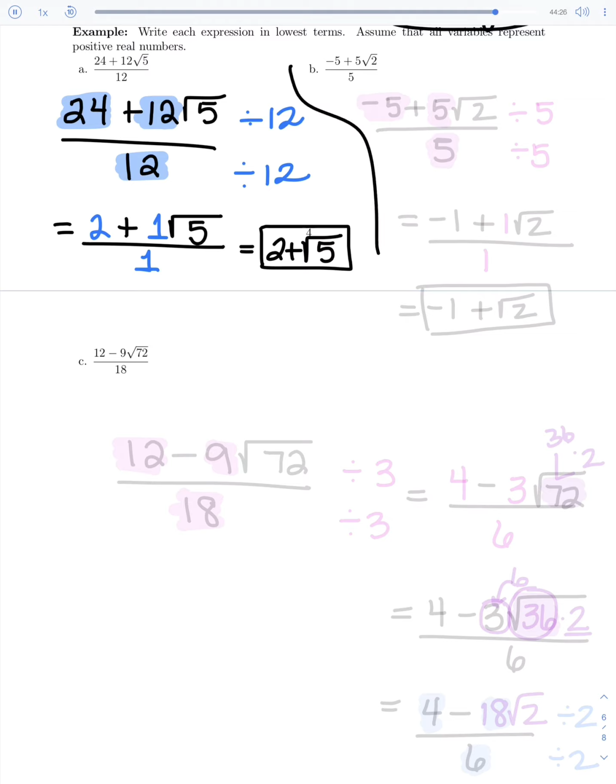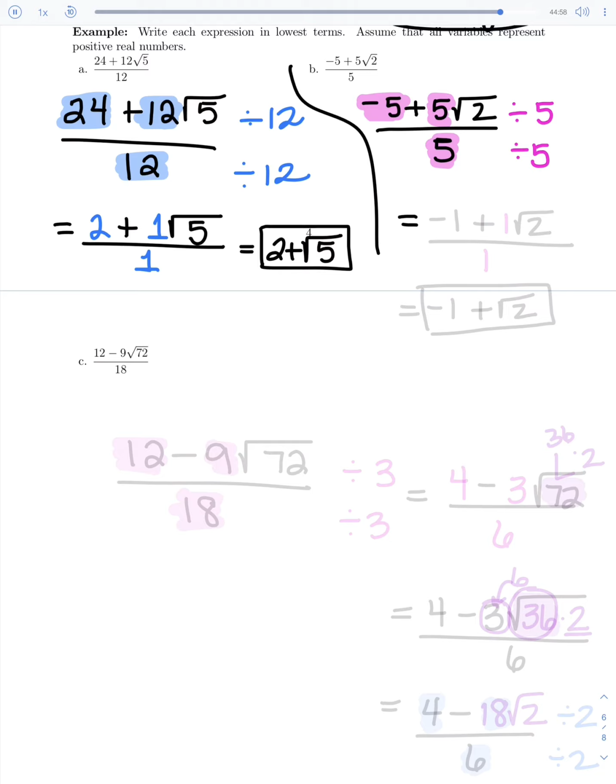Let's take a look at B. On B, we have negative 5 plus 5 square roots of 2 all over 5. So let's look at each of these 3 pieces, and let's look at the coefficients here, which are the constants and coefficients. We've got negative 5, 5, and 5. What are all 3 of these divisible by? They're all divisible by 5. So we can divide all of these out by a 5. Let's see how that does for us.